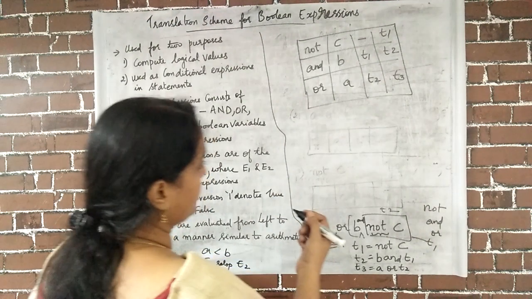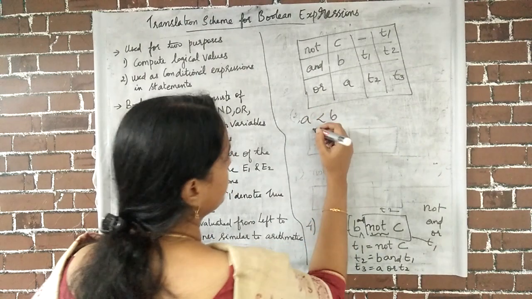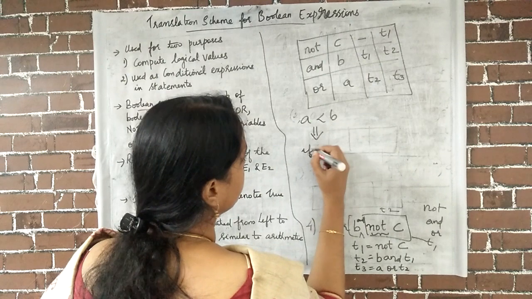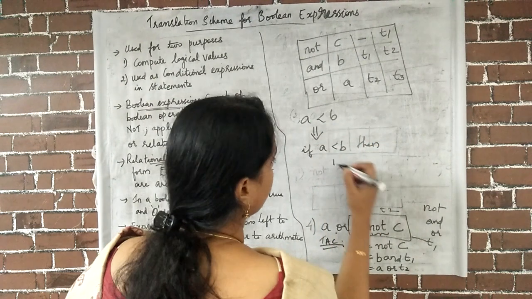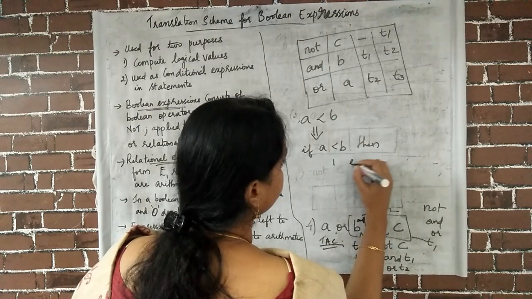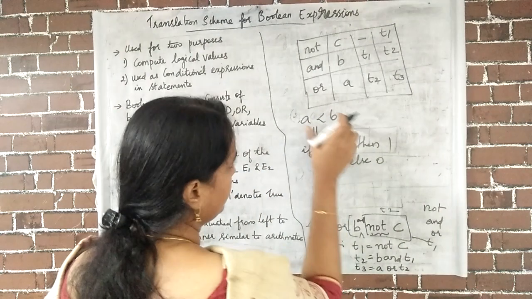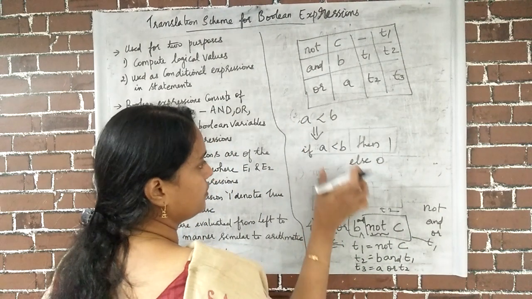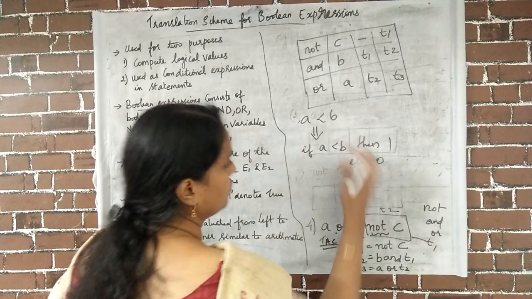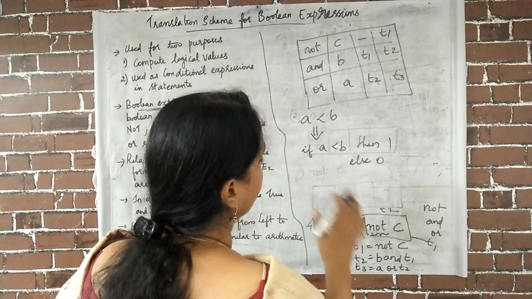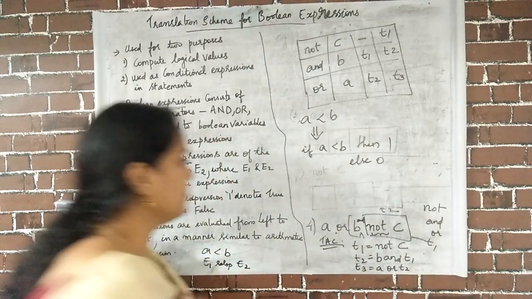Again, the relational expression if A less than B is equivalent to the conditional statement: if A less than B, then 1, else 0. So we can see how we will write the three-address code for this particular relational expression.